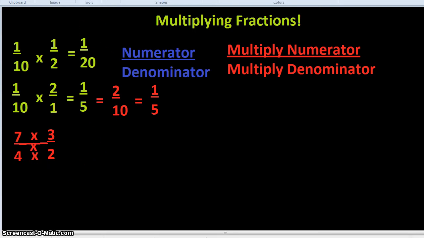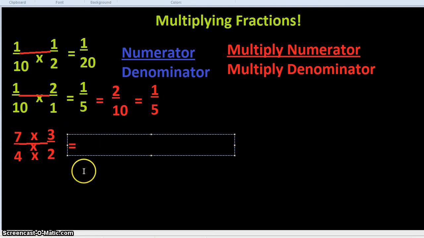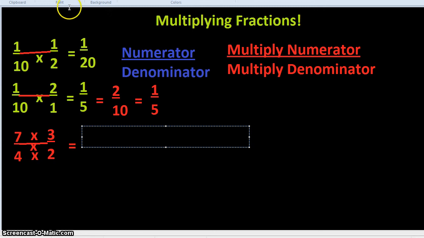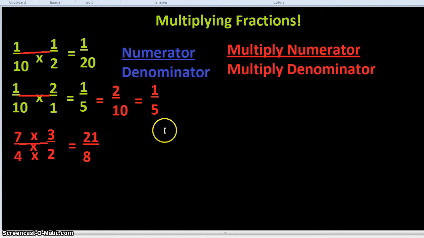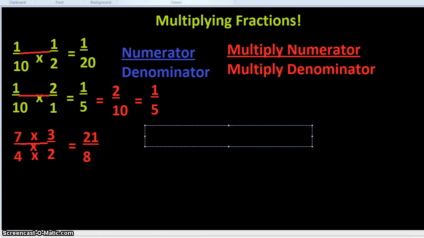In the same case with these two examples, if we just drew a line across, we would have 1 times 1, 10 times 2, and it would work. It would get the correct answer always. 1 times 2 over 10 times 1. So in this case, 7 times 3 over 4 times 2 equals 21 over 8, which is indeed the correct answer.